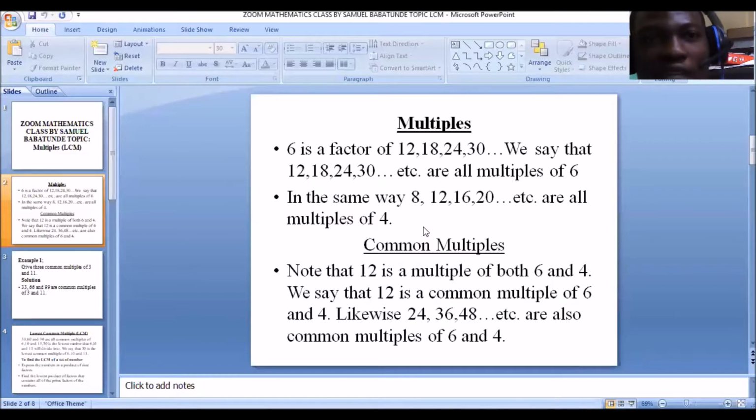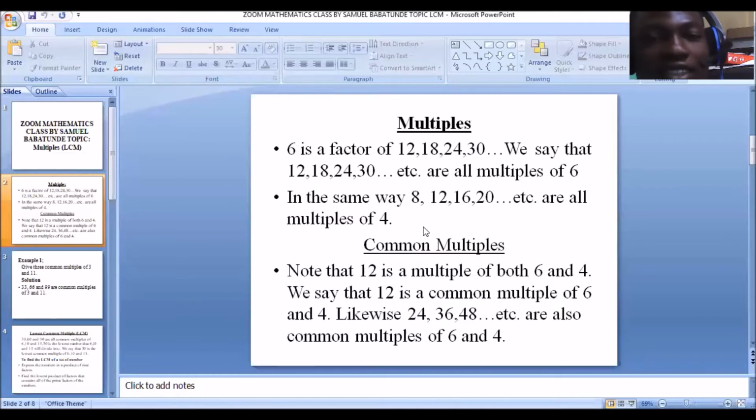So you see, we cannot say 8, 12, 18, 24, and 30 are all multiples of 6. In the same way, 8, 12, 16, and 20 are all multiples of 4. Remember, 4 is a factor of 8, 4 is a factor of 12, 4 is a factor of 16, and 4 is a factor of 20.